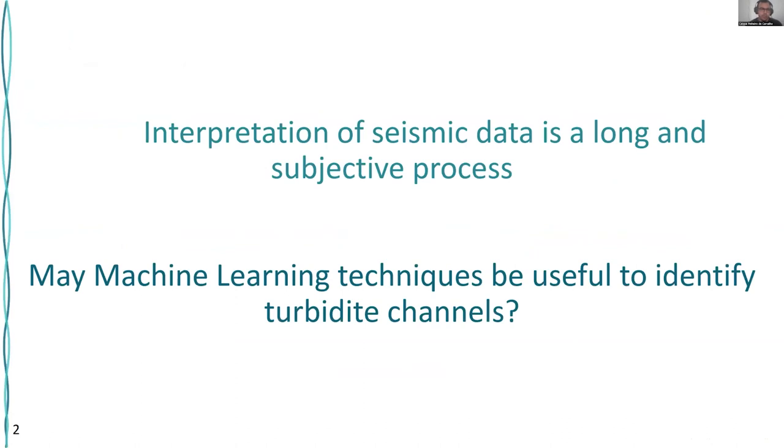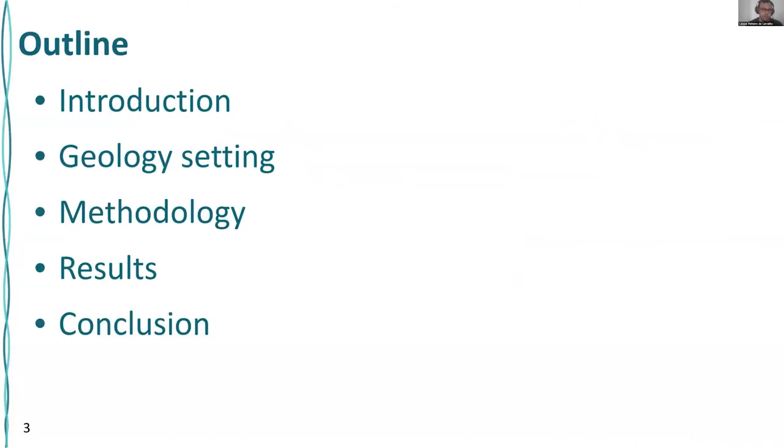First, we need to understand that the interpretation of seismic data is a long and subjective process. What we are trying to do here is to apply some machine learning techniques to automate this process of interpretation and to locate the zones of interest in the seismic data. So the question is, if we apply these machine learning techniques, can they be useful to identify, for example, turbidite channels? The outline is a little introduction about general concepts of machine learning and artificial neural networks. Then we'll present the geology setting and the methodology that we applied, the results and conclusions.